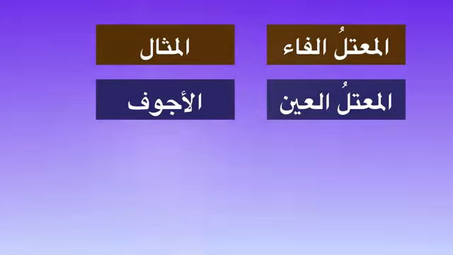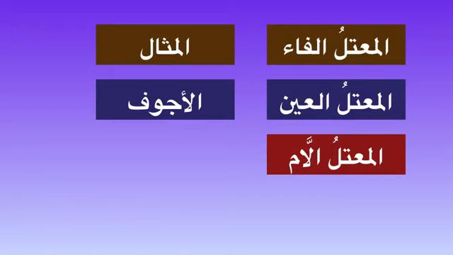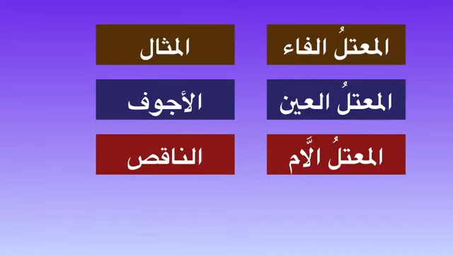That is why it's called ajwaf. And al-mu'tal al-lam means the weak letter is in the lam kalima, at the end of the three letter fa'al, and that fa'al is called naqis. So we have al-mithal, al-ajwaf, and an-naqis. In this segment, we will be starting our journey in the weak letters with al-mu'tal al-ayn, where the weak letter comes in the ayn kalima, and that is called al-ajwaf.